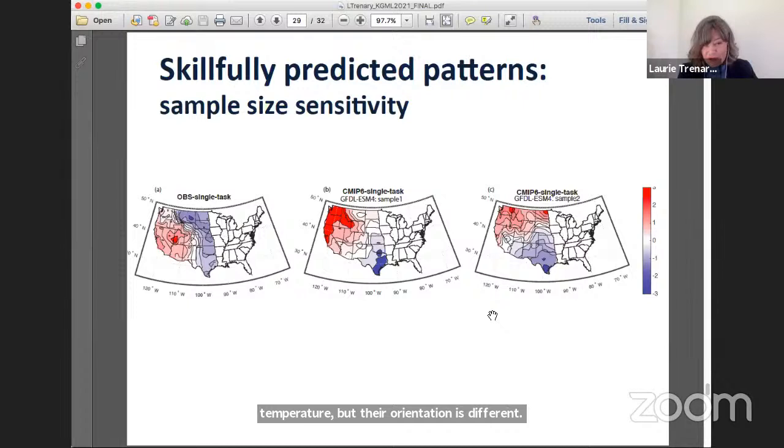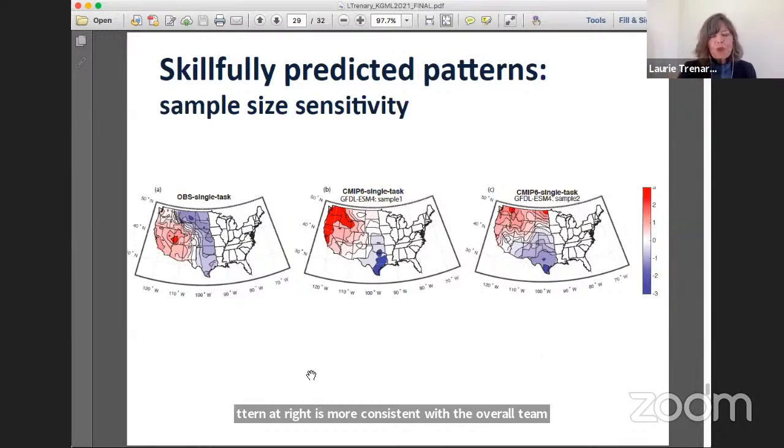Because remember, in observations, I only have 18 years of data. So I went back to the climate model data and picked a random model, the GFDL ESM4, and sampled it to have the same equivalent size as observations and estimated these maps. Here I'm showing two examples in the middle and the right. The middle pattern has some similarities to the observed pattern, and the pattern at right is more consistent with the overall CMIP6 derived pattern.